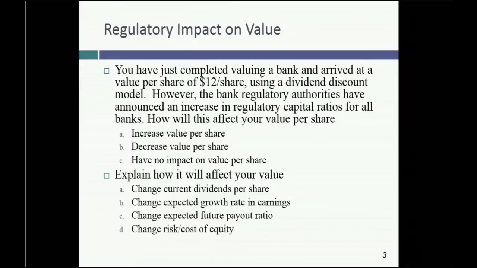We'll also start valuing companies, perhaps one or two today. Let's assume that I'm valuing a bank. I use the dividend discount model, and in fact, we've talked about variations of this in the context of looking at growth and earnings, so you might be able to draw on that. Let's say I value the bank at $12 per share using a dividend discount model. The Fed or whatever central bank passes a rule saying that every bank will now need more regulatory capital to deliver the same business. What effect will this have on my value per share? Increase value per share, decrease value per share, or have no impact on value per share?